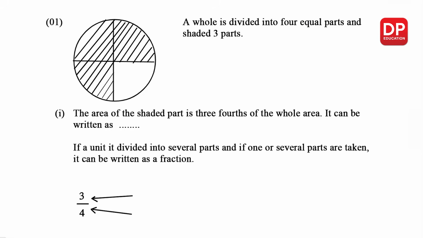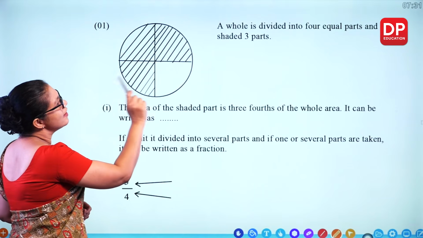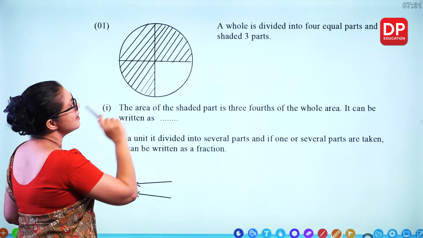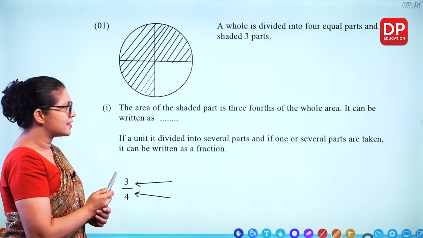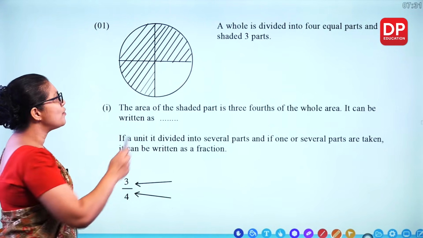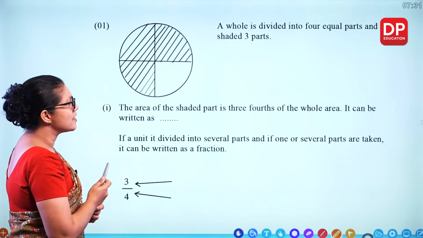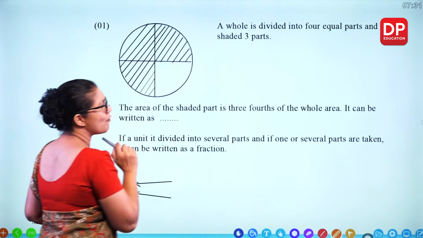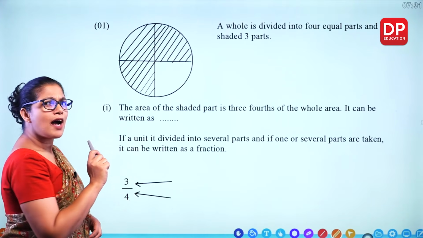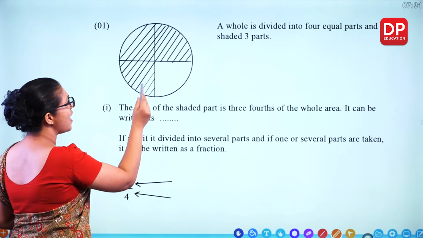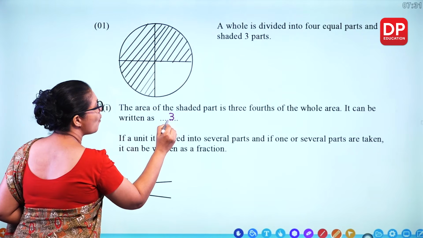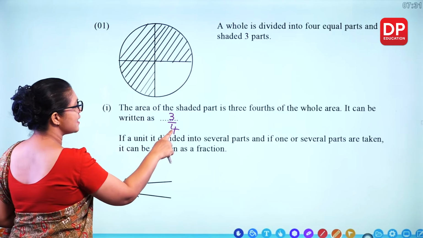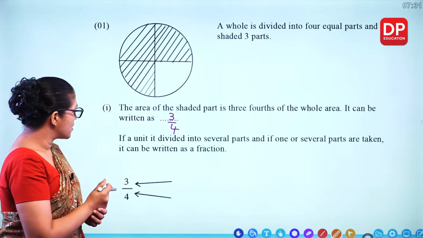We'll take this circle. A whole is divided into 4 equal parts and 3 parts are shaded. How can we write down the shaded region as a fraction? We can say 3/4 of the whole area. We can write it as 3/4. So this is the total number of parts here, and this is the shaded part.